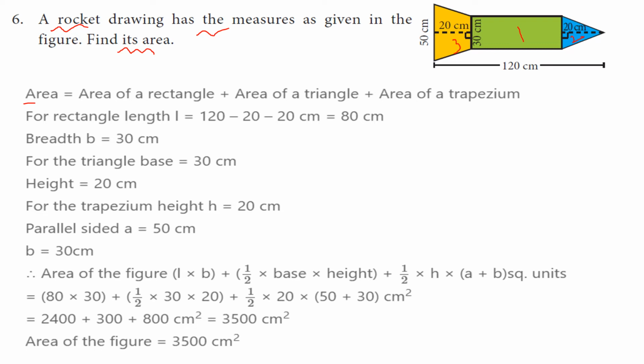So here the full length is given, so we have to subtract from the trapezium and triangle. The triangle height is 20, and here also 20 is given. So 120 minus 20 minus 20, that is 120 minus 40, 80 centimeter is the rectangle length, and the breadth is 30 centimeter.